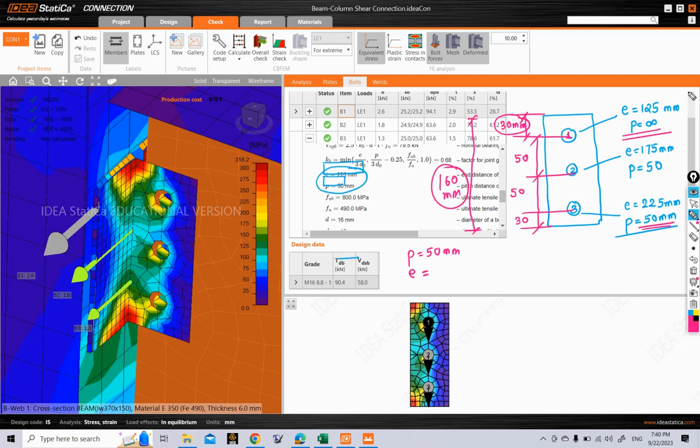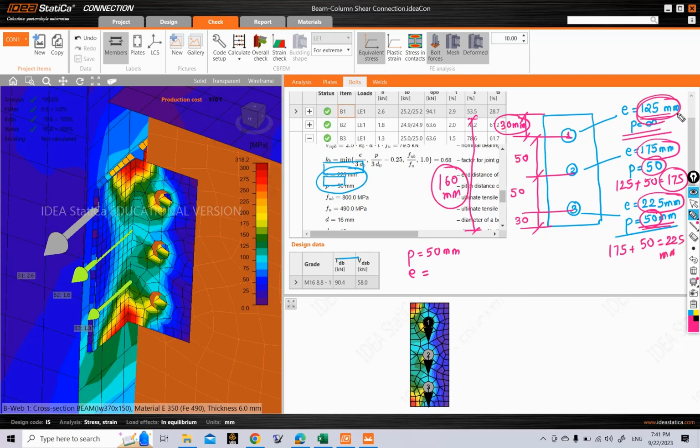Now how is this end distance being taken? We get how this 175 mm end distance came. It is this 125 mm plus this pitch distance of 50 mm, which gives 175 mm. And we also understand how this 225 mm came. It is this 175 mm plus this pitch distance of 50 mm. This comes out to be 225 mm.